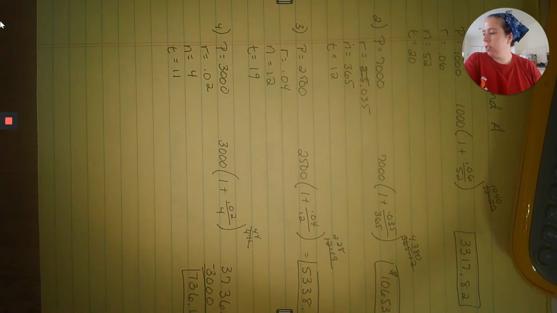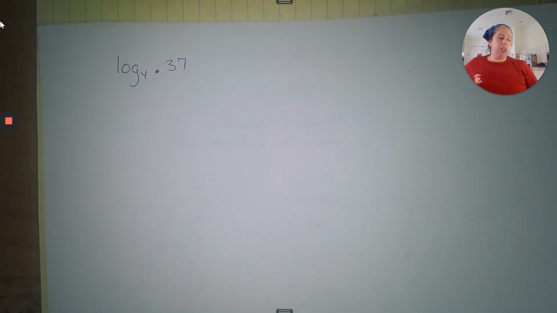Okay, let's do one more real quick, just to make sure everyone's got this. Let's do this one. Log base 4 of 0.37. So it's a decimal. All right, give that one a shot. Get me an answer.